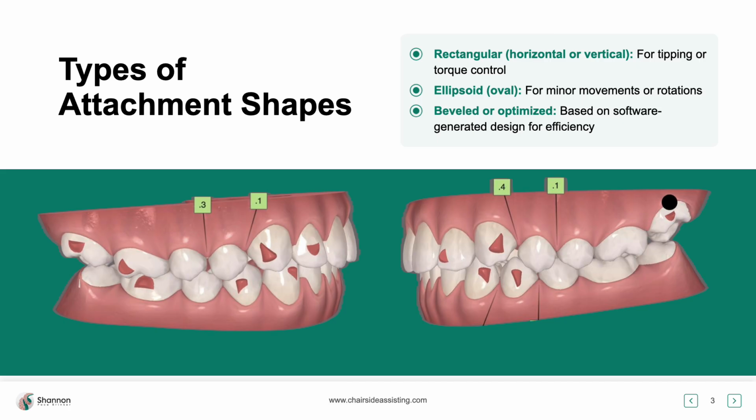So there are three different types really that we're focused on when it comes to attachment shapes. We have rectangular shapes, which are used for tipping and torque control. We have our oval shapes, really for minor movement, or what we call rotations, minor tooth movement. And then we have our beveled, and beveled is really based on the software within Invisalign. This delivery is really based on Invisalign treatment and generated through their design.